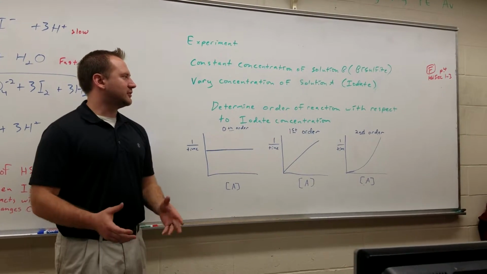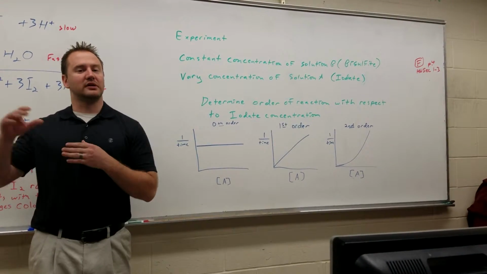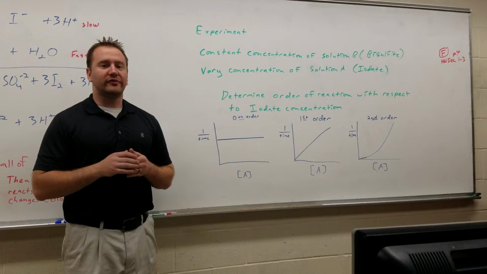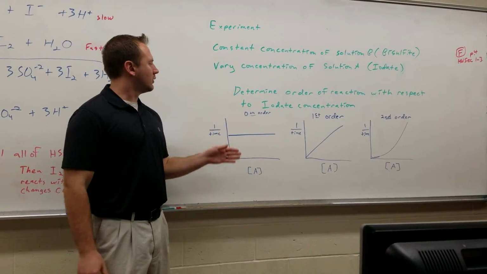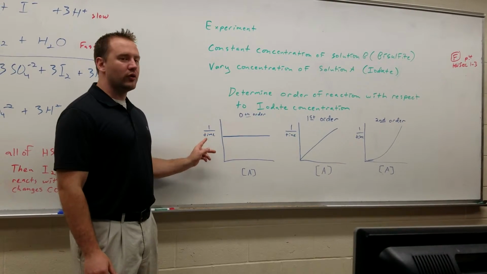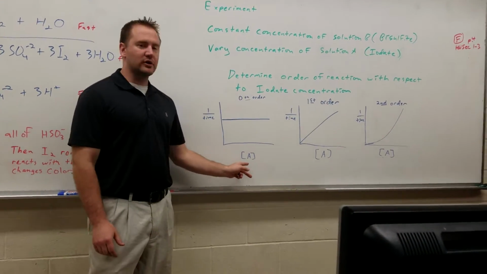So what you're basically going to be doing is determining the order of the reaction with respect to iodate, because you're keeping the bisulfite ion concentration constant, and you are varying the iodate. So you're going to plot a graph of 1 over time, which is essentially the rate of the reaction, versus the concentration.